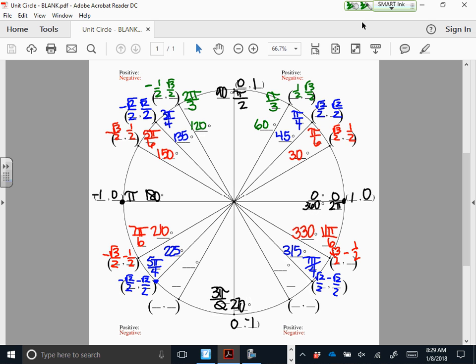In the third quadrant, we are 60 degrees past 180, which would be 240. Pi over 3 past pi. 4 pi over 3. Okay. And for that angle, we have to go left 1/2 and down radical 3 over 2.